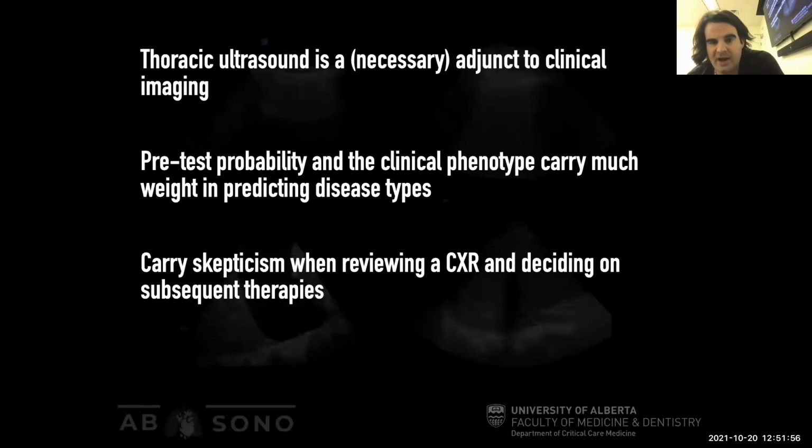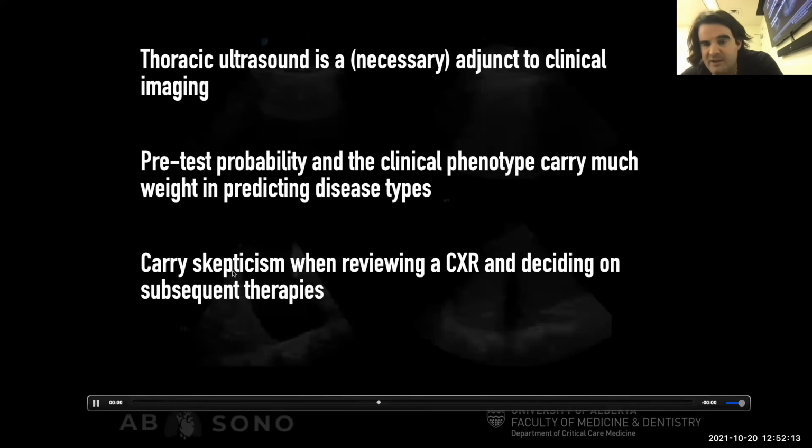So in summary, thoracic ultrasound is a necessary adjunct to clinical imaging, and pretest probability and clinical phenotypes carry much weight in predicting disease types. So ultrasound is not some kind of miracle technology, but obviously it's an adjunct to what we do in our daily care for critically ill patients. And I suppose one big thing I would emphasize is to have a lot of skepticism when looking at chest X-rays. It's not that the radiologists aren't good at reading them. In fact, they're very good, but they are chest X-rays, and unfortunately, they're just not CTs.